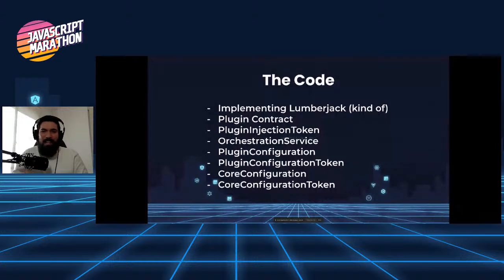Besides that, what we're going to need for this implementation is the plugin contract and the plugin injection token, which is what the plugins and the core system need to agree on. And then we're going to implement our orchestration service, plugin configuration tokens, and core configuration. I'm just listing some of the stuff we're going to need so everyone has it in mind, but you will understand what is what once we start implementing those.